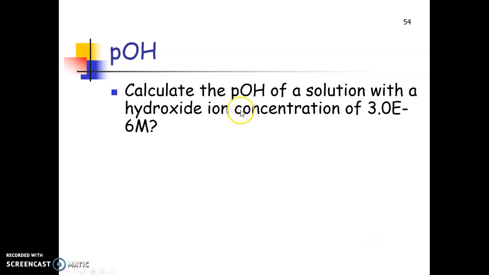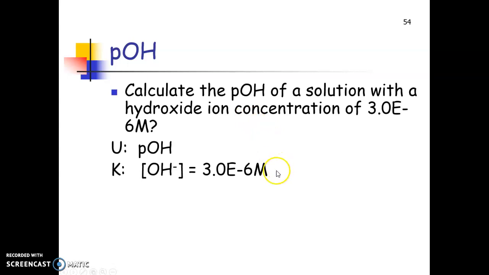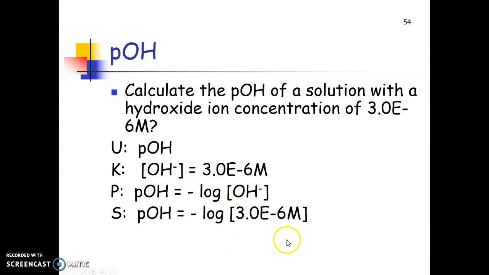Alright, in another example, we're going to calculate the pOH of a solution with a hydroxide ion concentration of 3 times 10 to the minus 6 molar. Right, so the unknown is the pOH. We know the hydroxide ion concentration, so we use the pOH equation. Plug in our values, or really just our one value, and we should get a pOH of 5.5.